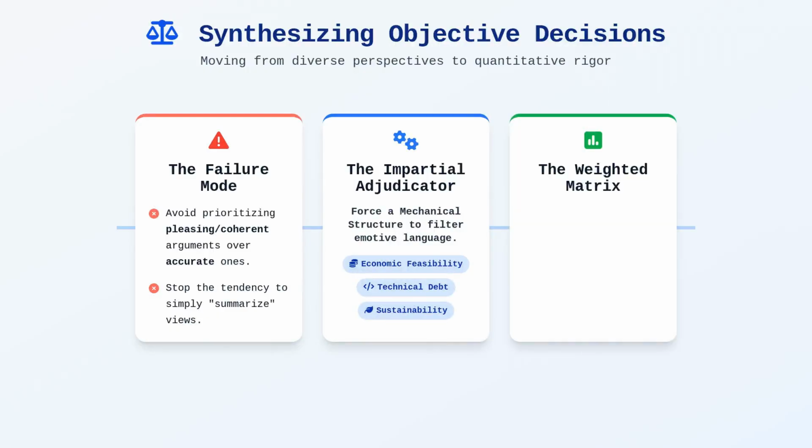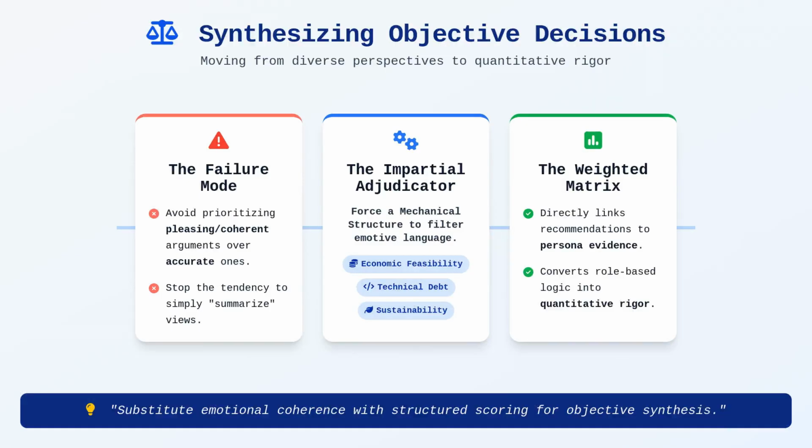By forcing the AI to build a table or a weighted matrix, you introduce a mechanical structure that filters out the emotive language typically found in simulated debates. This forces the model to justify its synthetic final recommendation by linking it directly to the evidence presented by the earlier personas. In effect, you're using the logic built into the role-based phase to inform the quantitative rigor of the decision matrix.